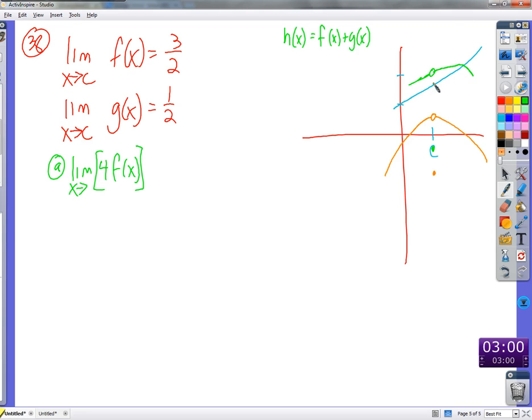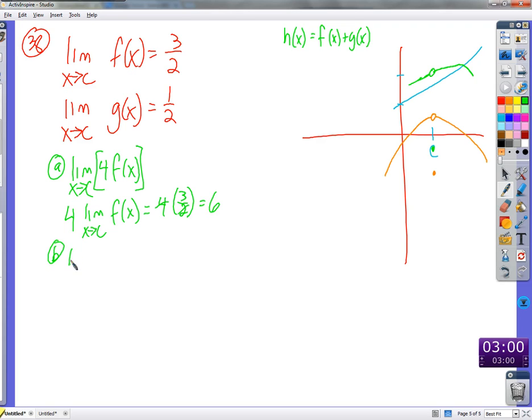But also, right here, the values near c are also going to get multiplied by 4. They're going to be 4 times higher, right? So you're going to take values that are close to 3 halves and multiply them by 4. So now you're approaching values that are 4 times bigger than 3 halves. So all you really need to think of is 4 times the limit as x approaches c of f of x. We know what the limit is as x approaches c. What is the limit as x approaches c for f? 3 halves. 4 times 3 halves is 6.